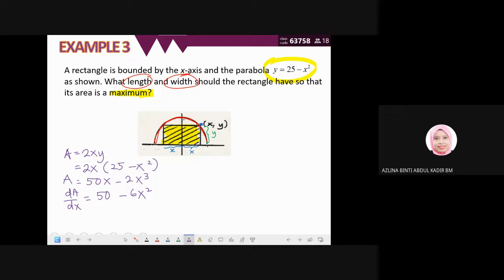Okay, then when dA/dx is equals to 0. So 50 minus 6x squared is equals to 0. Then 6x squared equals to 50. So x is equals to, calculator, square root of 50 over 6. Calculator, insert form.